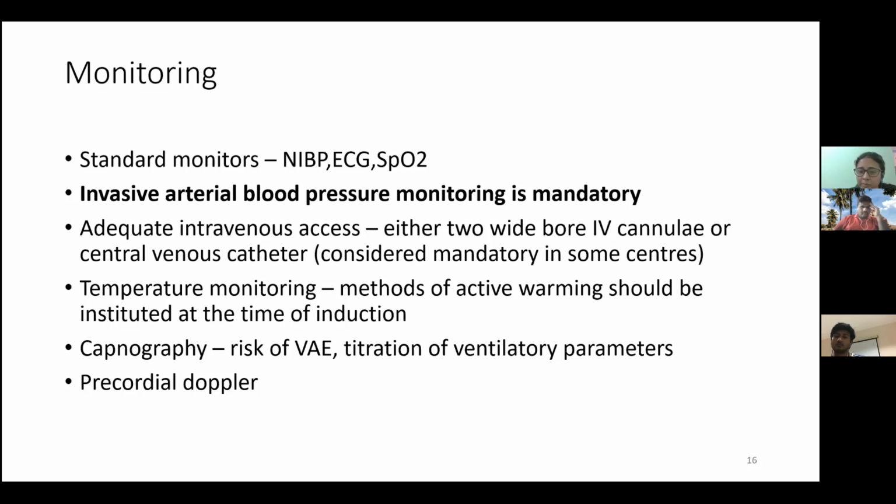Induction in these patients can be time consuming, difficult airway, intravenous invasive access in a very small child. So from the very beginning, we have to use active warming methods like forced air warming blankets, as well as fluid warmers if available to keep the child warm. Capnography is essential. Capnography can detect venous air embolism and is also important to titrate ventilation in these patients. Precordial Doppler is desirable in order to detect venous air embolism, but most centers rely on capnography for this purpose.